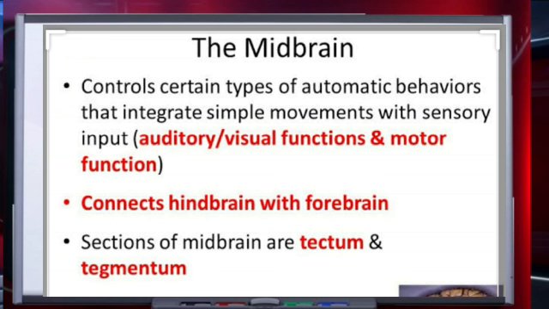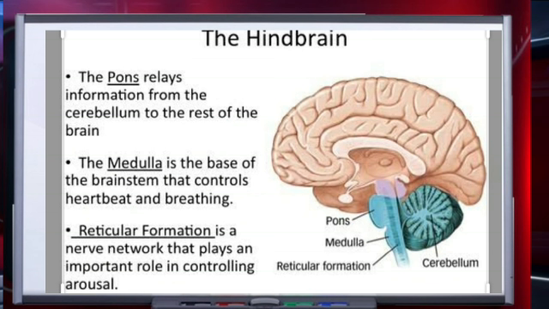As we know, midbrain of human brain is a small, about 2 centimeter long thick stalk and controls certain types of automatic behaviors that integrate simple movements with sensory input, auditory, visual functions and motor function. It connects hindbrain with forebrain. Till now, as we know, hindbrain has three important parts, that is pons, medulla and cerebellum. The pons relays information from the cerebellum to the rest of the brain. The medulla oblongata is the base of the brainstem that controls heartbeat and breathing.